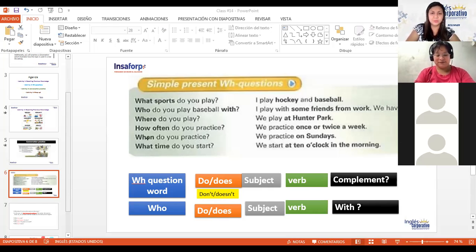Why doesn't she go with you? ¿Por qué no va ella contigo? Why doesn't she go with you? Why don't you eat garlic? Yes, garlic is delicious. Why don't you exercise? Ahí sería, Byron, why don't you do exercise? ¿Por qué no te ejercitas? Why don't you do exercise? Or why don't you exercise?